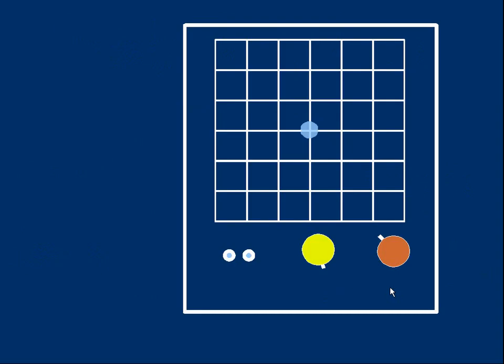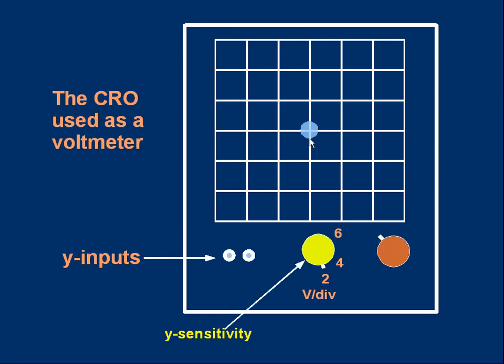So here's a simplified oscilloscope. The grid is the screen. When it's on, there'll be a bright spot showing in the middle of the screen, and I've shown that as a blue blotch. Let's see how we can use this device to measure voltage first of all.